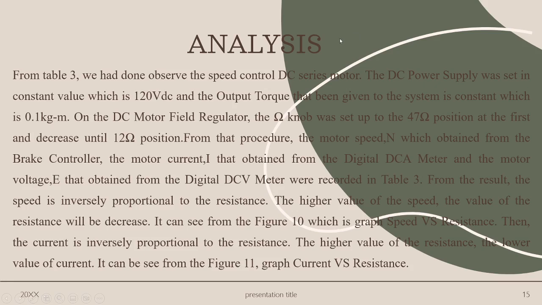On the DC motor field regulator, the knob was set to the 47 ohm position at first and decreased until the 12 ohm position. From the procedure, the motor speed is obtained from the brake controller, the motor current I from the digital DC ammeter, and the motor voltage E from the digital DC meter, and they were recorded in the table. From the result, the speed is inversely proportional to the resistance.